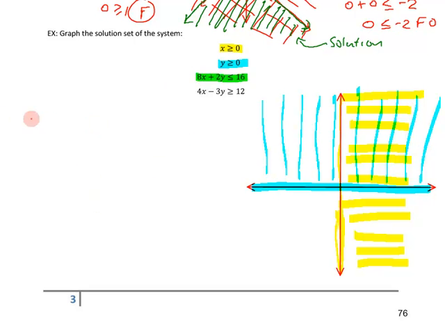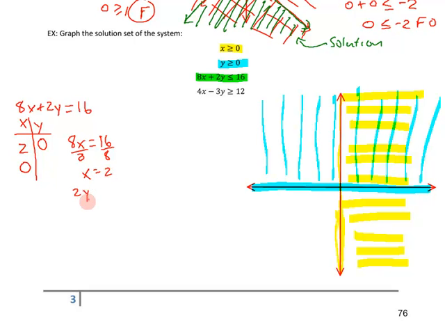Okay? Now I'm going to graph it the same way I did before. Take 8x plus 2y, set it equal to 16, get your x and y intercepts. Plugging in y equals 0 gives me 8x equals 16. Divide both sides by 8. I get x is equal to 2. If I plug in 0 for x, I get 2y is equal to 16. So divide both sides by 2, I get y is equal to 8. Okay, so over 2 here and up 8. It's right there. It's going to be a solid line.